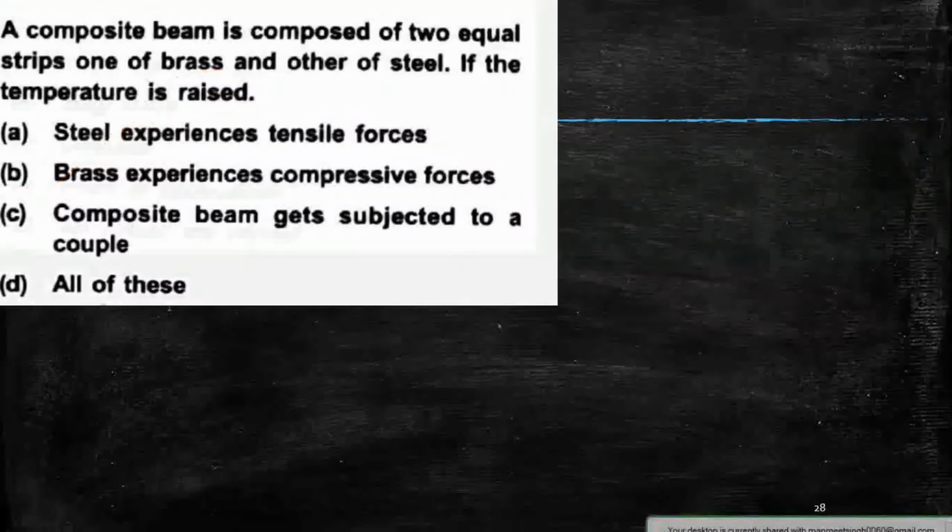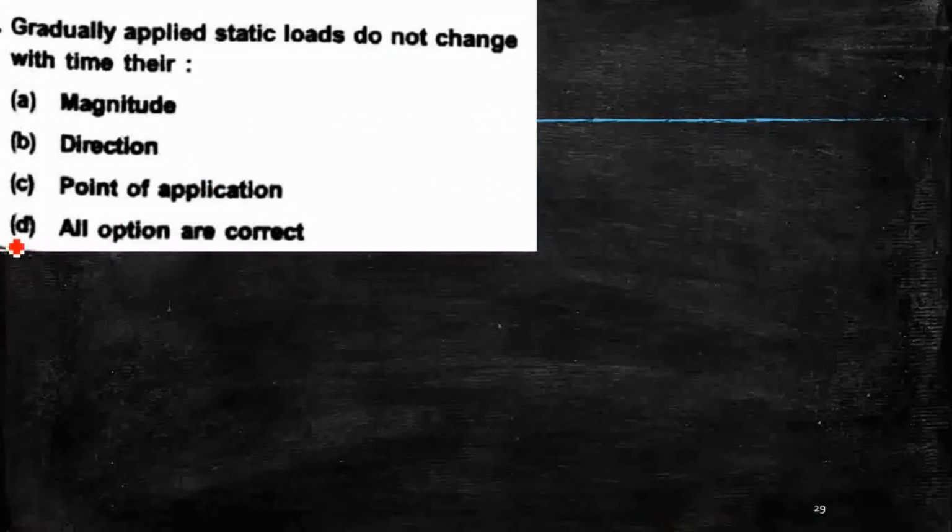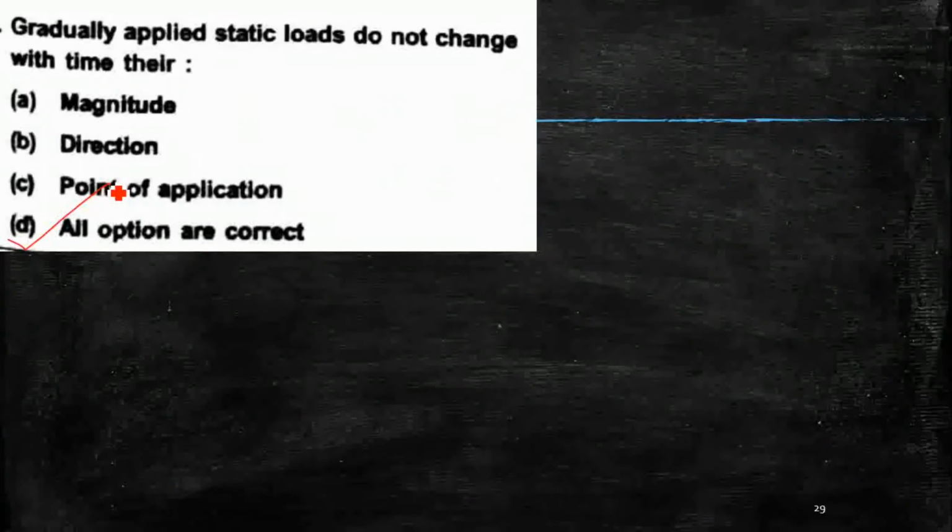Moving to the next question, we have gradually applied static load does not change with time in: option A, magnitude. Option B, direction. Option C, point of application. Option D, all of the above. The correct answer is option D, all of them. All of the options are correct.